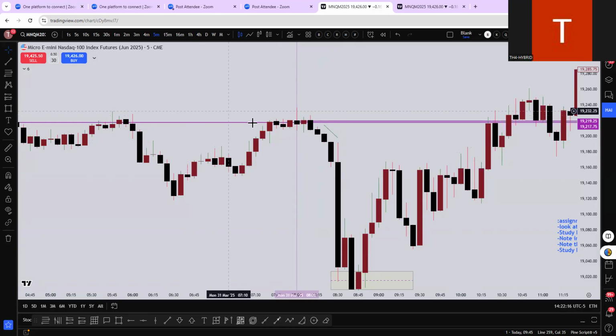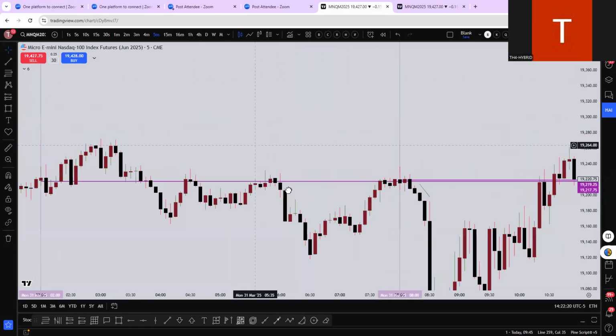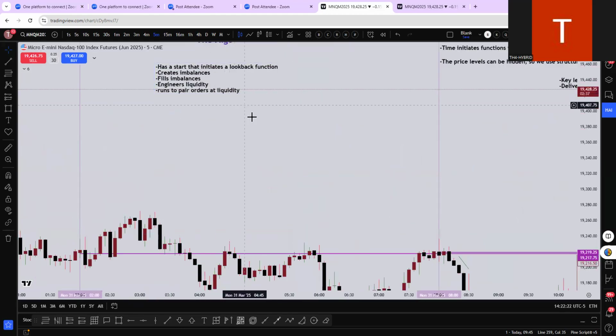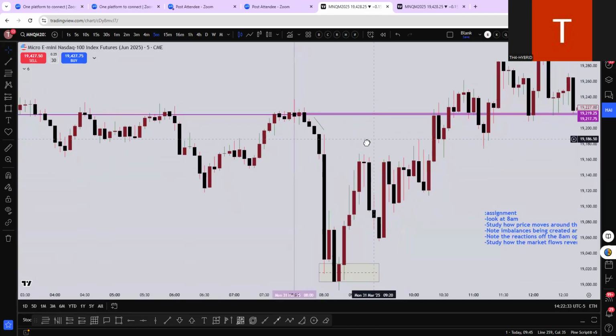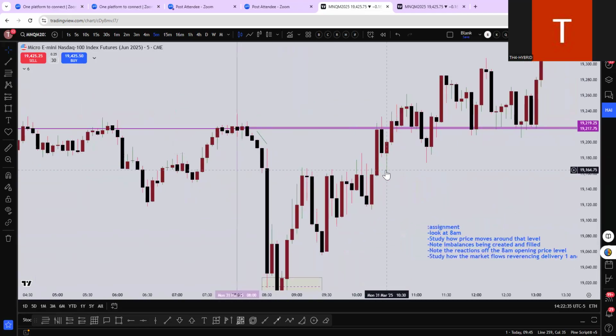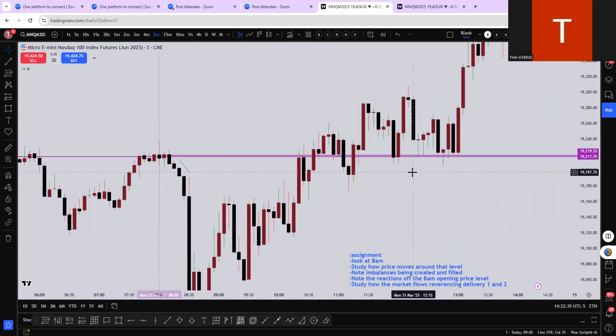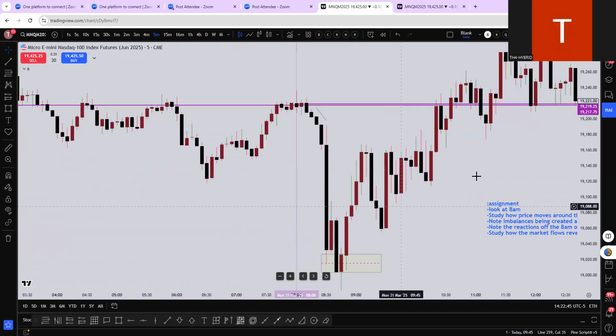So it engineers liquidity and then it runs to pair orders at liquidity. Like I said, for every buyer, we need a seller. So it's going to run to pair buy side and sell side at liquidity points. Equal lows and equal highs can be forms of liquidity, but the main one we focus on is going to be the failure swings. They're the highest probability liquidity.